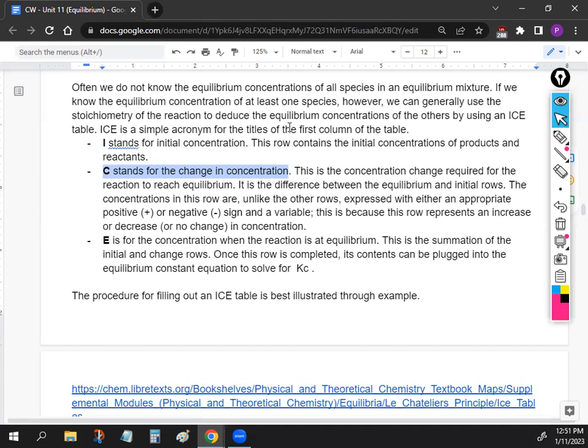All right, and a key thing to note about the change is it could either be positive or negative, just like all the other changes, okay? All right, and then the last one, E, is the concentration of each chemical at equilibrium. So this is where the concentration stops changing, okay? So ICE: initial, change, equilibrium, ICE.